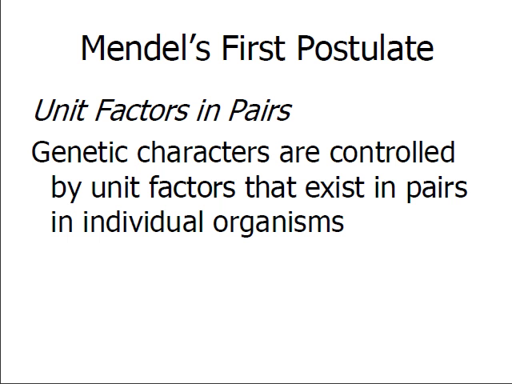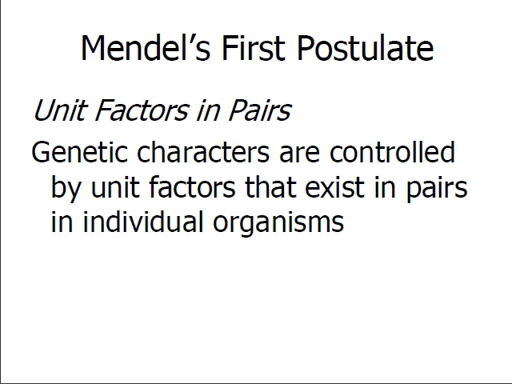Anyway, let's describe this system that he developed. There are a number of postulates that we'll cover that describe the behavior of what he saw operating behind the scenes. First of all, the first postulate was that there are unit factors that determine how traits manifest themselves, and these are genetic characteristics. We know them now as genes. He didn't use the word genes. And they exist in pairs in individual organisms.